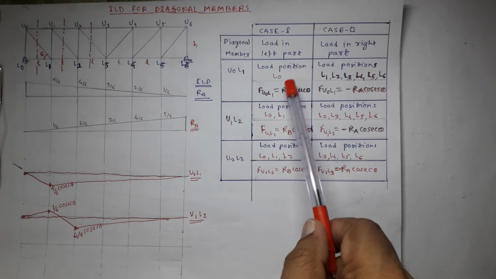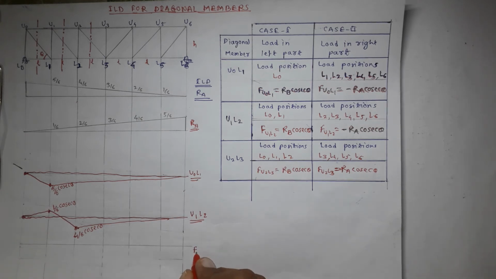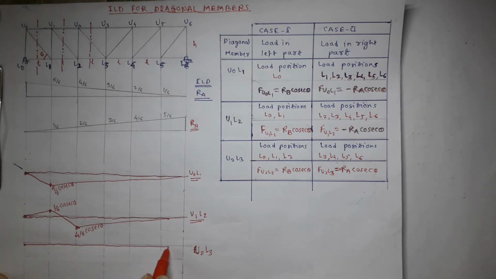Now for the left part, the load positions are L0, L1 and L2. Now when the load is in the left part, FU2 L3 will be given as, so I am going to get FU2 L3, or ILD for this member. I am drawing the member also. Suppose this is the member.